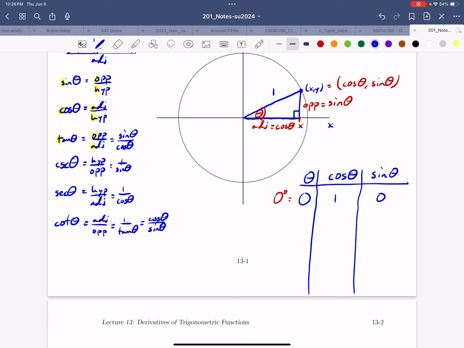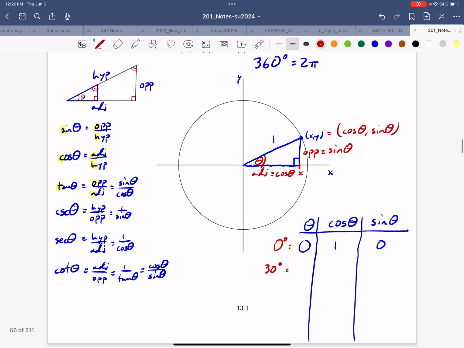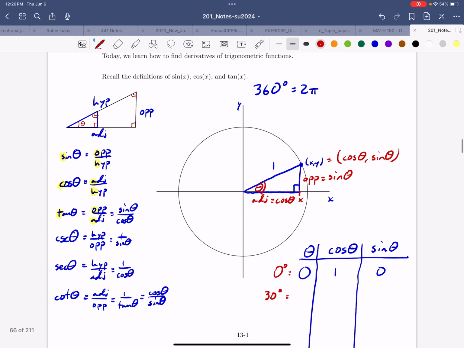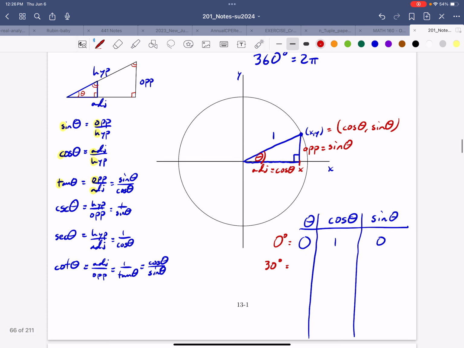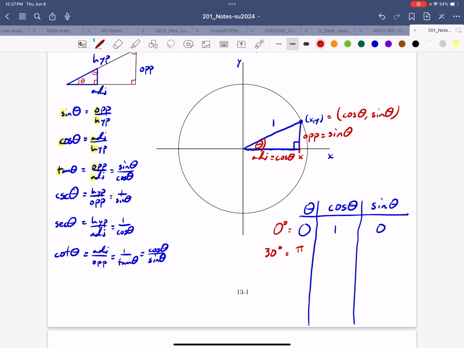Now, another important angle that we know from geometry class is 30 degrees. Well, what's 30 degrees? Well, 30 times pi over 180 is going to give us pi over 6. Let me write that in blue.